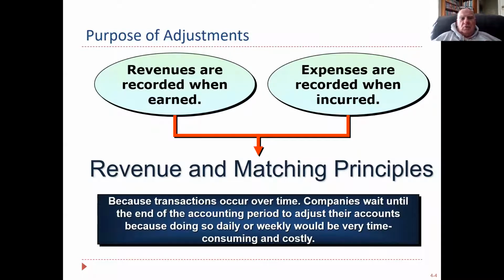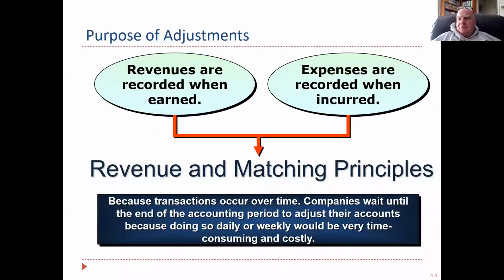That's true for recording adjustments of revenues as well as adjustment of expenses. In fact, you will never see cash involved in an adjusting journal entry. It's impossible. Okay? Revenue and matching principles. Real important principle, probably the first one we need to understand.